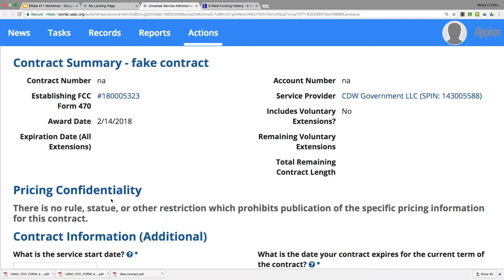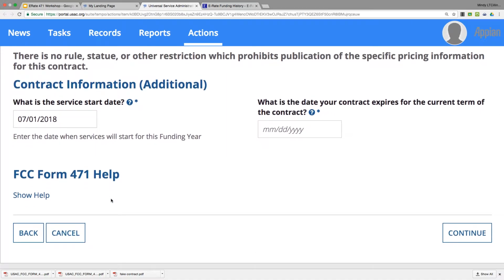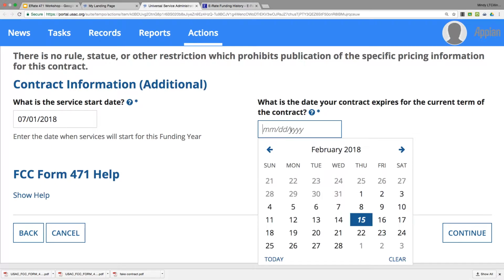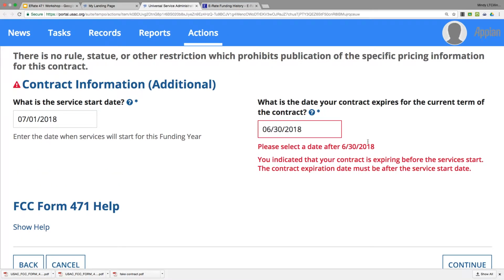And so notice my fake contract will tell me the service provider is already in, the 470 is already in, the award date is already in. I've got all kinds of wonderful little contract information here on my fake contract. I did already enter that the service start date, it does give you a place to change it, but the service start date is the beginning of the fiscal year. This says when is the date your contract expires. The contract will expire on the last day of the fiscal year, which is 6/30/2019, sorry, it warned me.